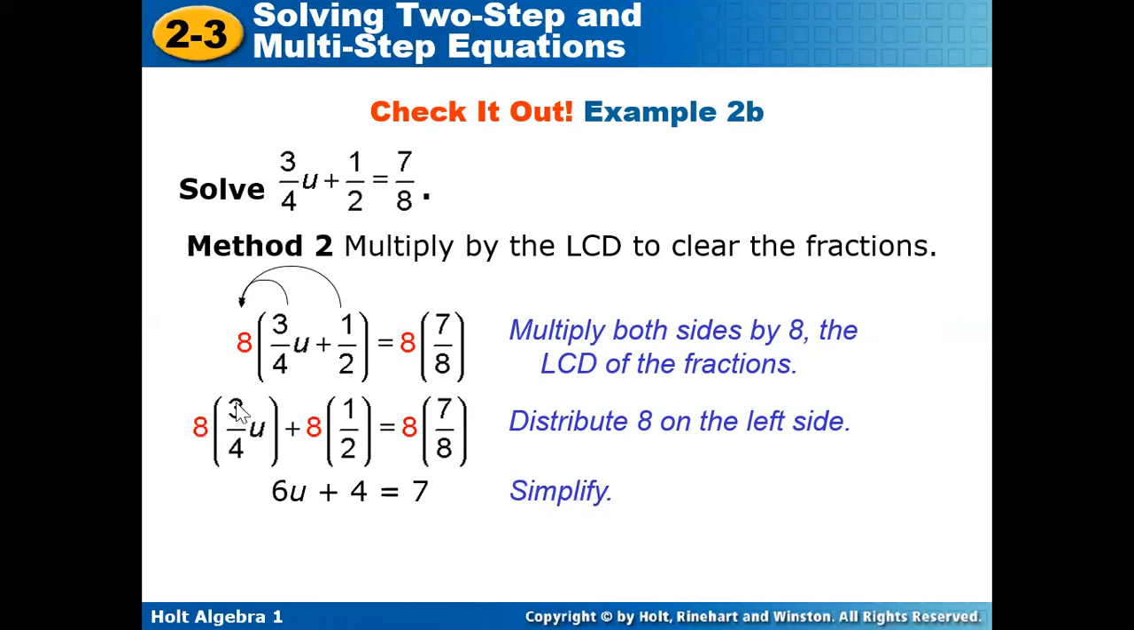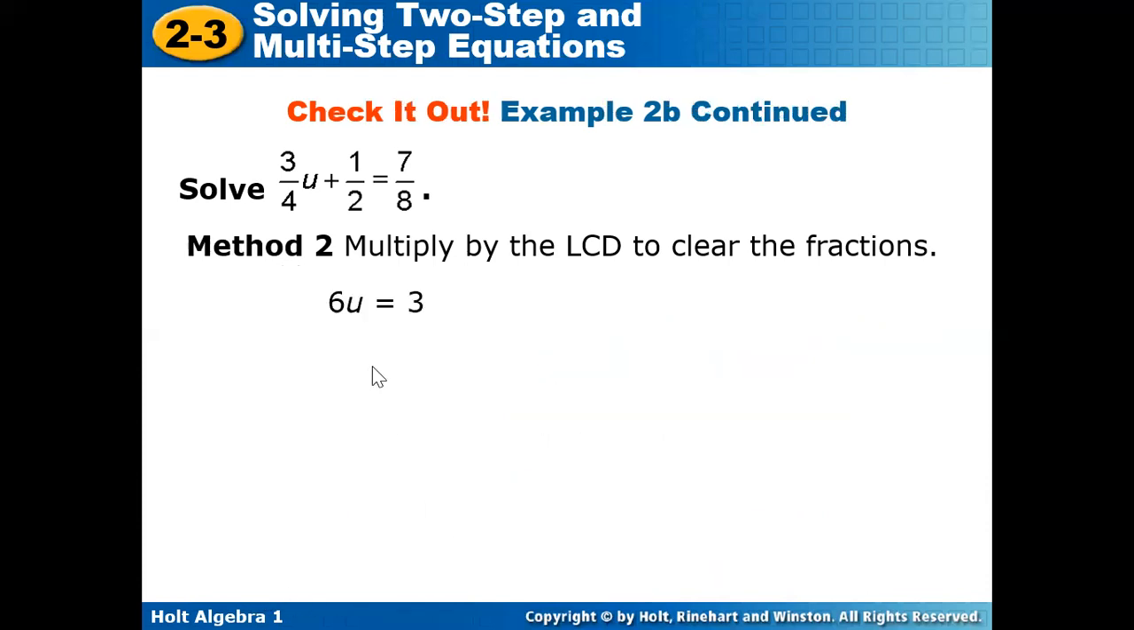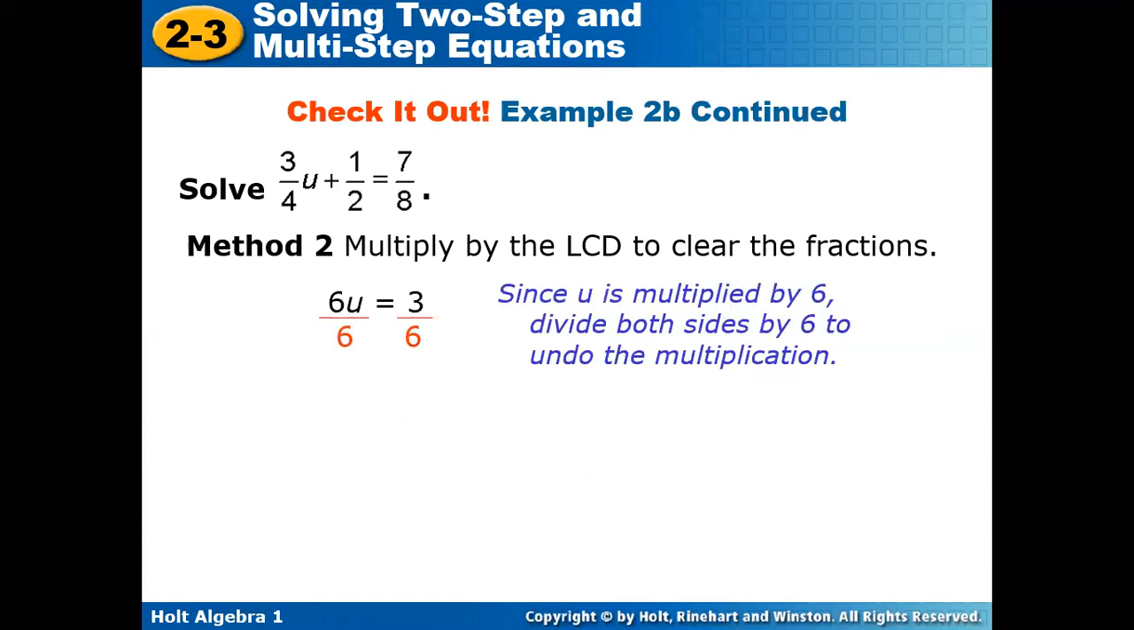8 times 3, 24. 24 divided by 4 is 6, so we get 6u. 8 times 1 is 8, divided by 2 is 4. And then these 8s cancel out, giving us 7 here. And then we just perform our operations in order to solve this problem. We are adding 4, so we're going to subtract 4 from both sides. Boom. Leaving us with 6u is equal to 3. Since we are multiplying 6 and u, we're going to divide by 6, giving us u is equal to 1/2.